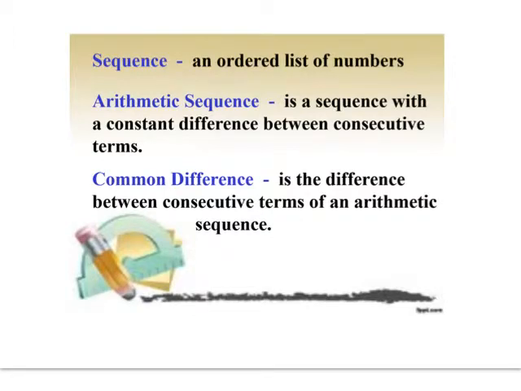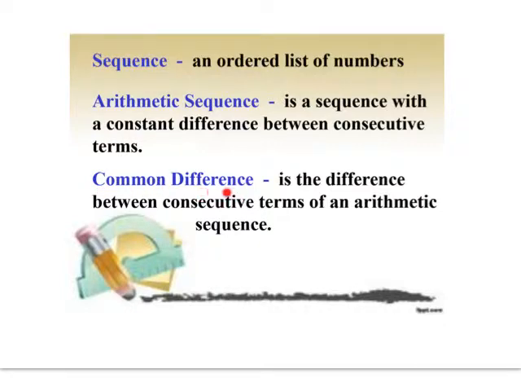So a sequence in general terms is just an ordered list of numbers. So some list of numbers in a specific type of order. An arithmetic sequence, which is what we're studying in this lesson, is a sequence with a constant difference between consecutive terms. Or in other words, it's a sequence of numbers where we keep adding the same number over and over and over to get the next term.